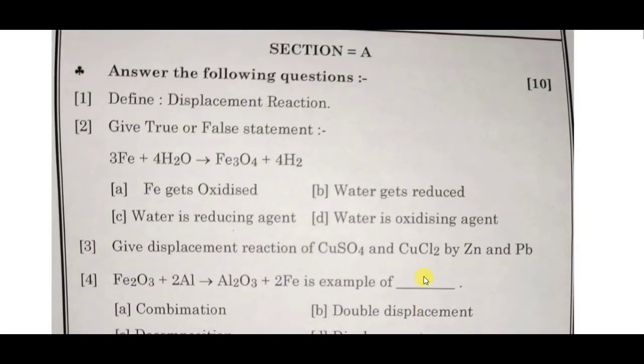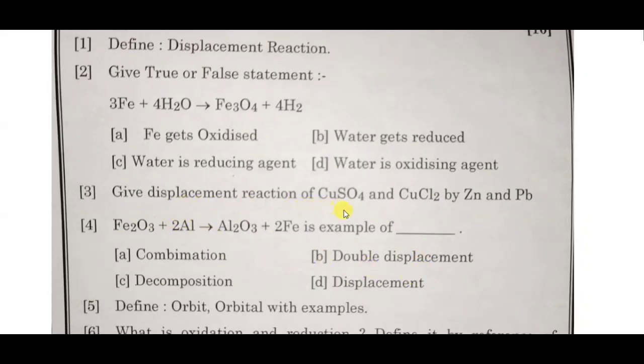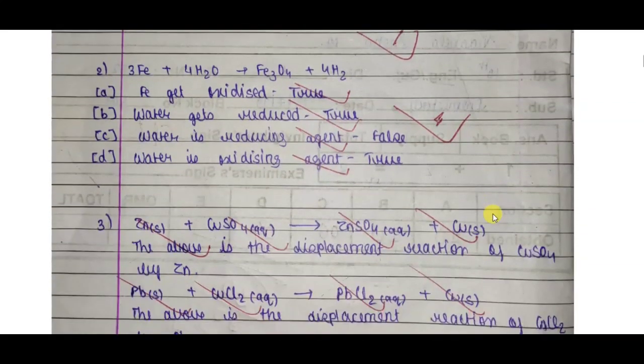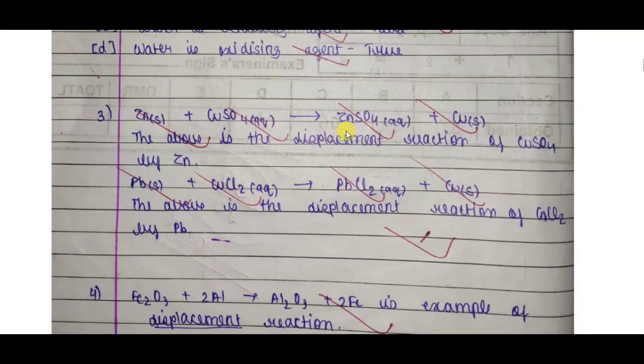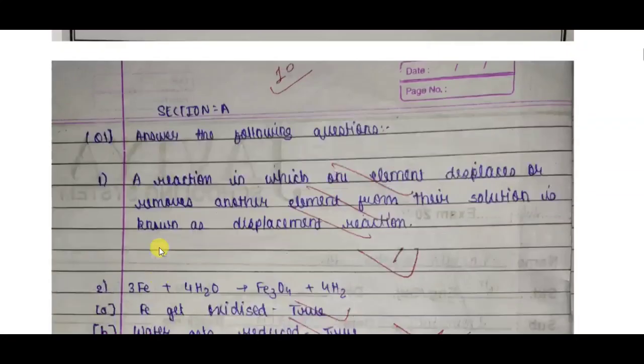Then the third one is: Give the displacement reaction of copper sulfate CuSO4 and copper chloride CuCl2 by Zn and Pb. The answer is Zn plus CuSO4 gives ZnSO4 plus Cu. The above is the displacement reaction of CuSO4 by Zn. And Pb plus CuCl2 gives PbCl2 plus Cu. The above is the displacement reaction of CuCl2 by Pb.